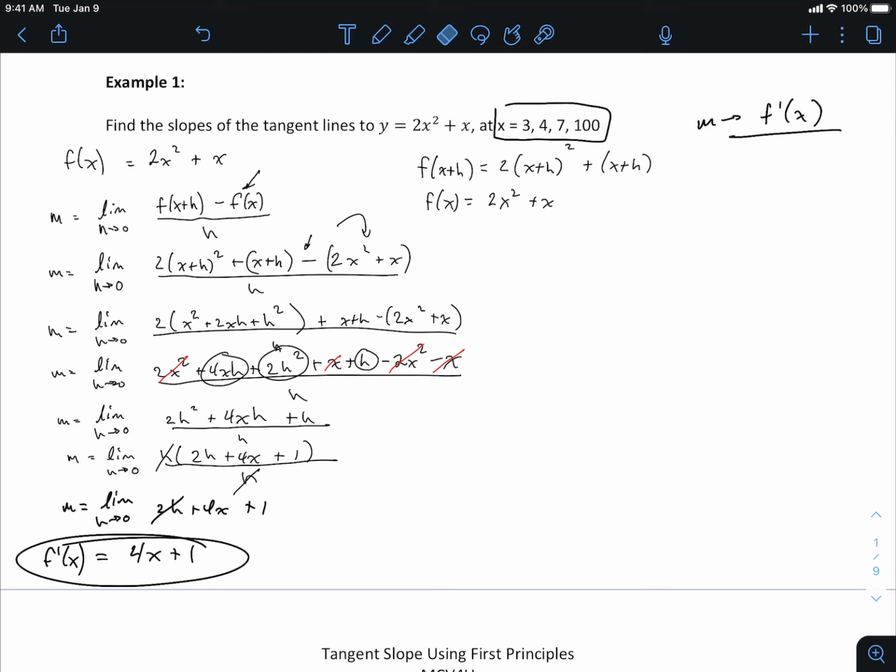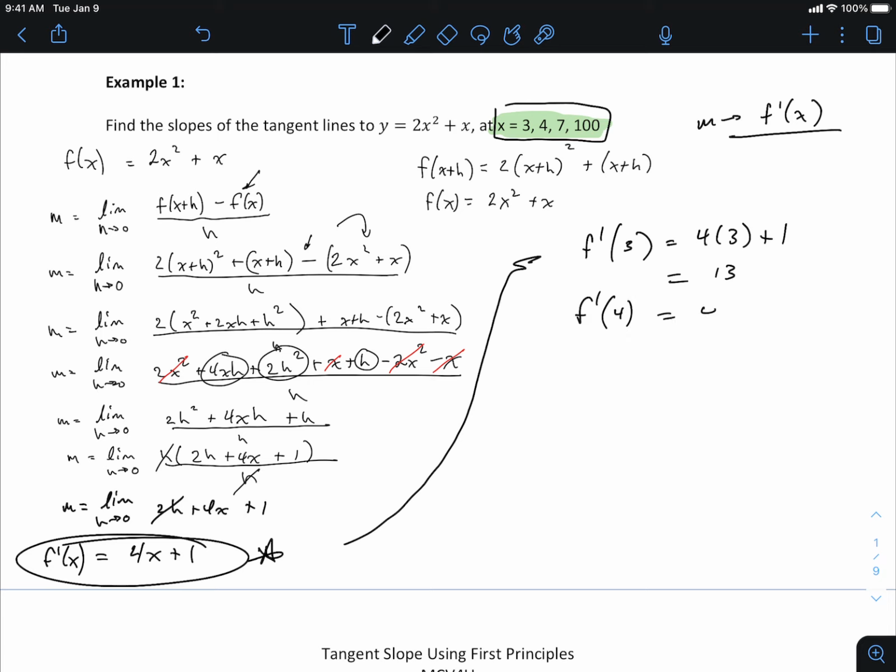Now what we're going to do, the second part of this question, remember, asked us to actually calculate what the slope value was at each of these 4 x values. So we're just going to check those. You have the equation, that's the important part. Now you can check what the slope is at each one of those x values. f prime of 3 has to equal 4 times 3 plus 1. Well, that equals 13. And if I check f prime at 4, that's going to equal 4 times 4 plus 1. That's going to equal 17.